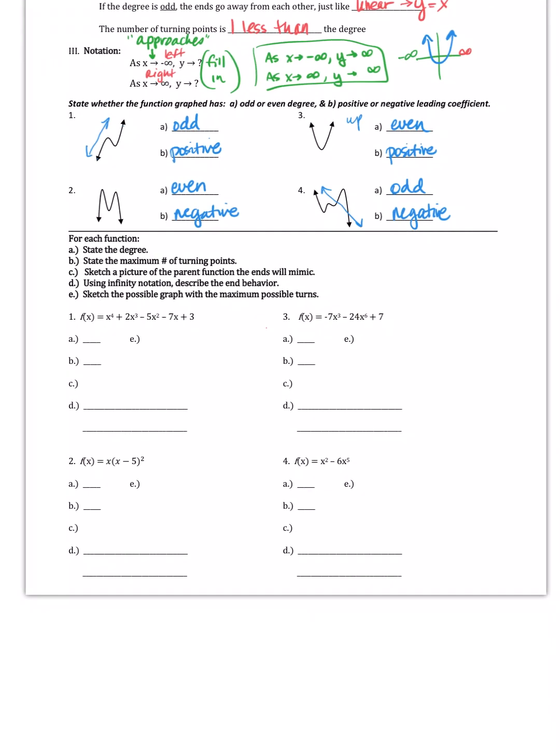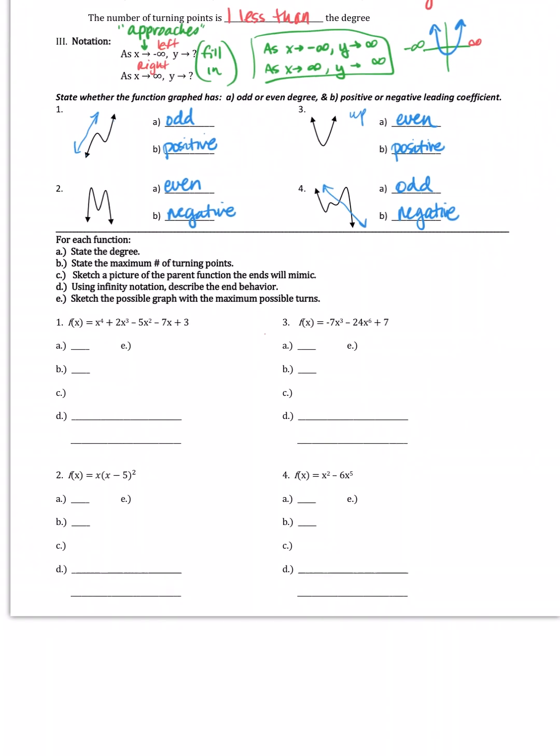Now let's look at this. For each of the functions, we're going to state the degree, the highest power, state the maximum number of turning points, using infinity notation describe the end behavior, and then sketch it. All right, so let's just take this piece by piece. Let's first just state the degree. Remember what degree means? It means the highest exponent. So look at number one. What is the highest exponent we see? It's right here. It's a 4.